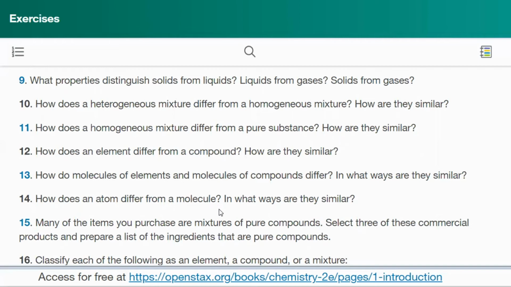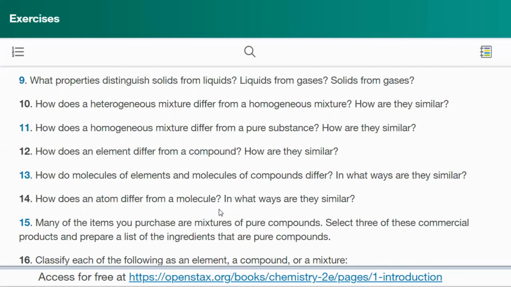Whereas a heterogeneous mixture, like say salad dressing, when you shake it up, depending on where you sample it, or even better, when you don't shake it up, depending on where you sample it in the bottle, you'll get a different composition. How are they similar? I'd say they're similar because they're mixtures. They're not a pure substance.